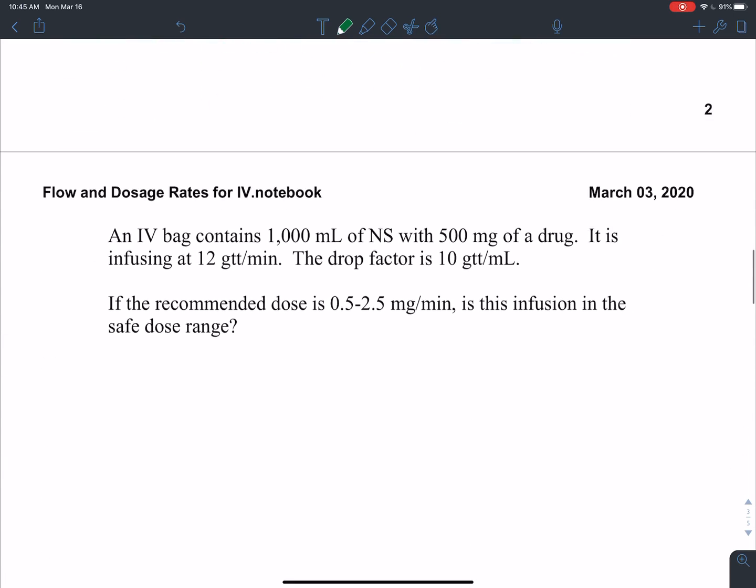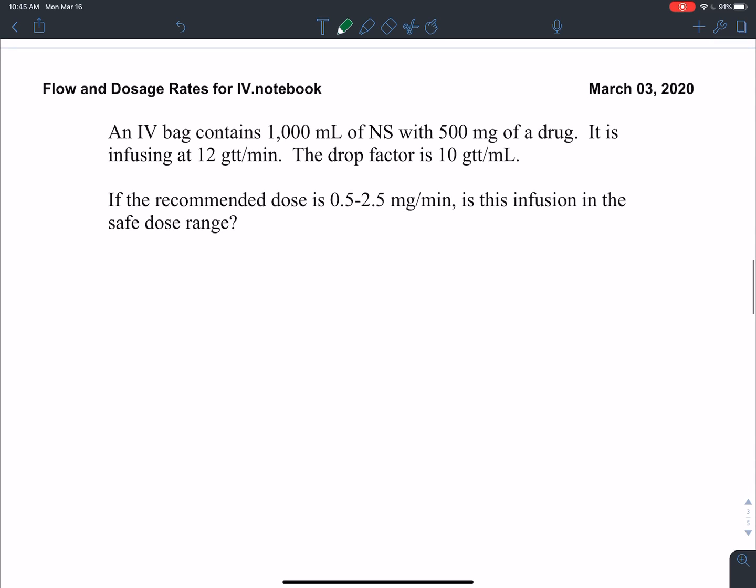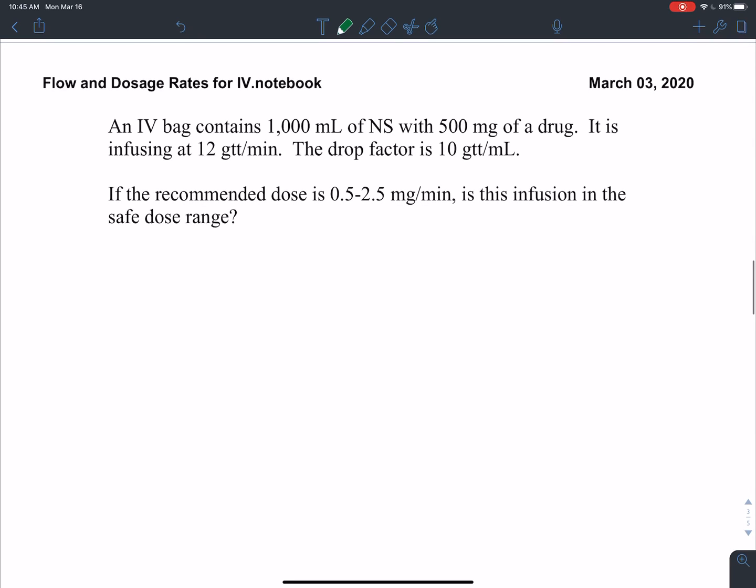If I look at another example, it says an IV bag contains 1,000 milliliters of normal saline with 500 milligrams of a drug. It is infusing at 12 drops per minute. The drop factor is 10 drops per milliliter. If the recommended dose is 0.5 to 2.5 milligrams per minute, is this infusion in the safe dose range? So if I look at what's safe, the units there are milligrams per minute.